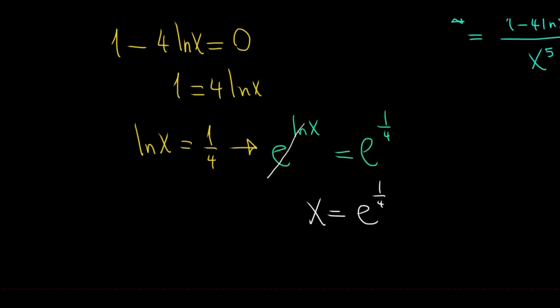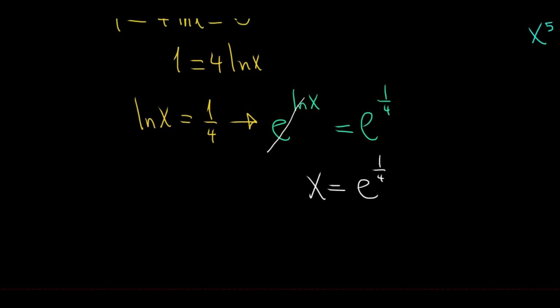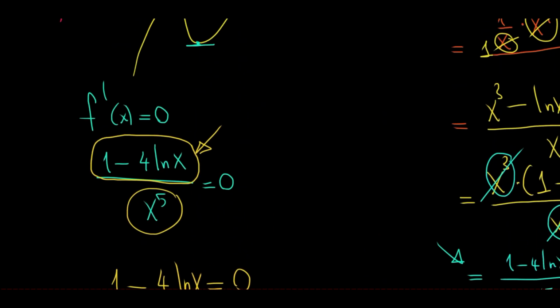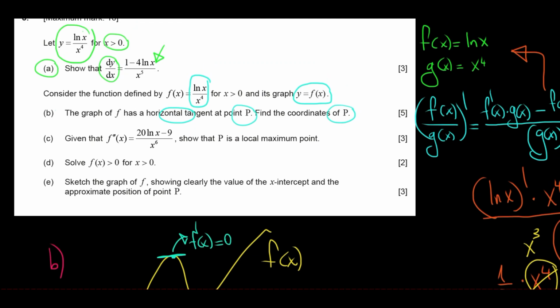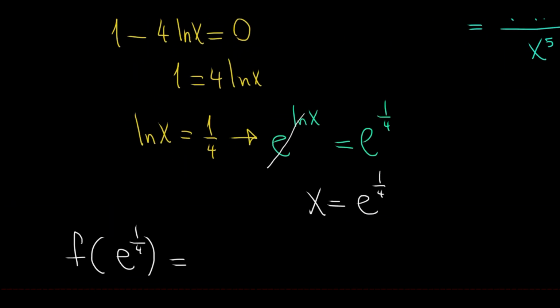I also need the y coordinate of point P. So the y coordinate is f of e to the power 1 over 4. Remember, the y coordinate is the output, or the function value, when you plug in the input. So I'm going to put e to the power 1 over 4 into my original function, not into my derivative, into my original function. The original function is ln x over x to the power 4. So I will have ln of e to the power 1 over 4 divided by e to the power 1 over 4 to the power 4.